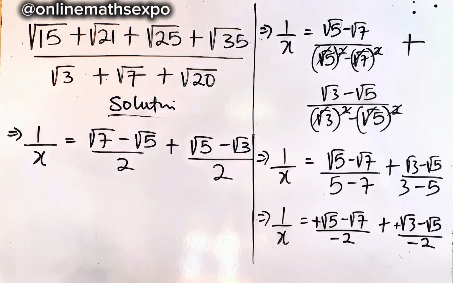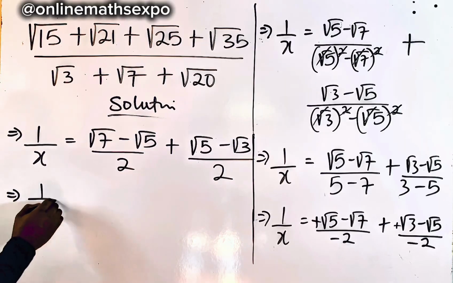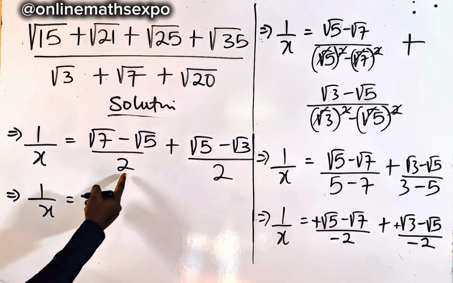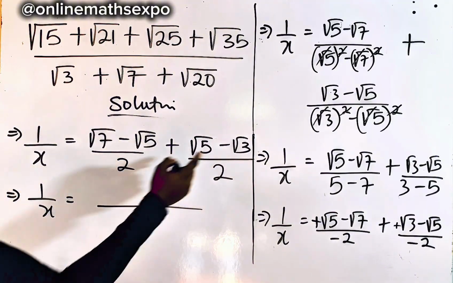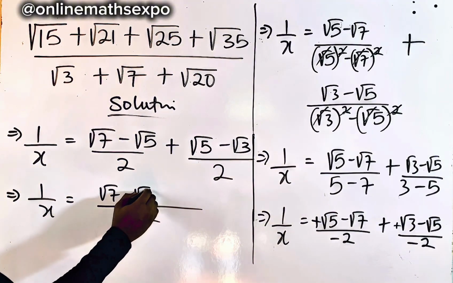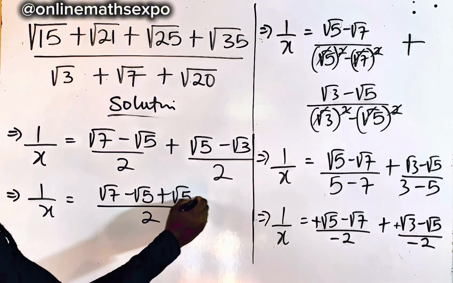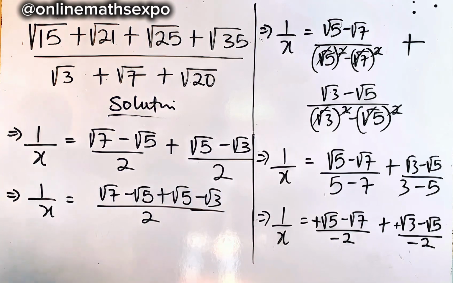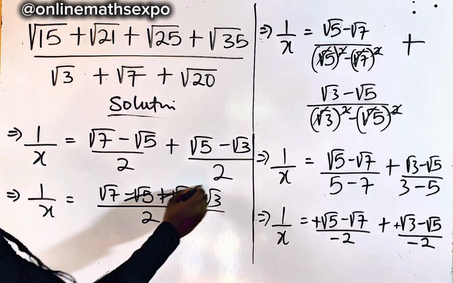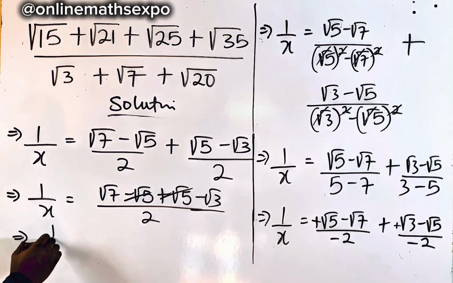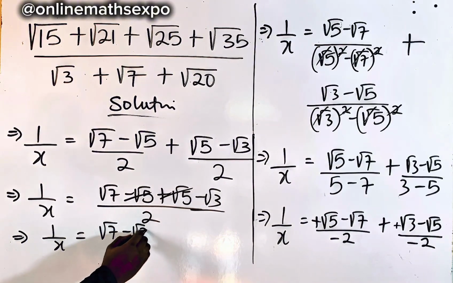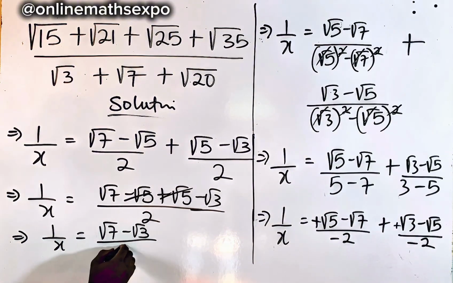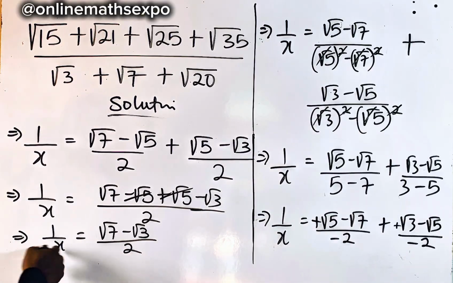So what do we do next? We now have 1 on x is, denominators are the same, so you can bring them together and add the numerators. So this is what we have, plus root 5 minus root 3. And what do we do? You see that these two can take off. So we have 1 over x is equal to root 7 minus root 3 divided by 2. Now, do you want to leave it this way? We are yet to find the value of this.